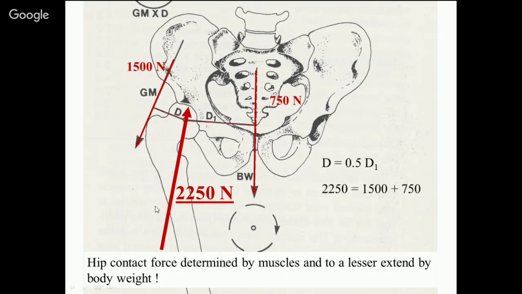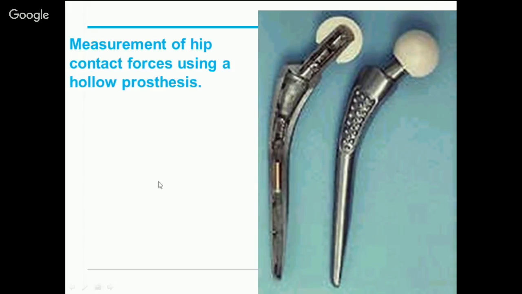So if I would ask that to surgeons, the surgeon would say, oh yeah, the force on your hip joint is 750 newtons because that's your weight. But it's more complex than that. It's 3 times body weight. Yeah. Okay, so how do we know that is right?